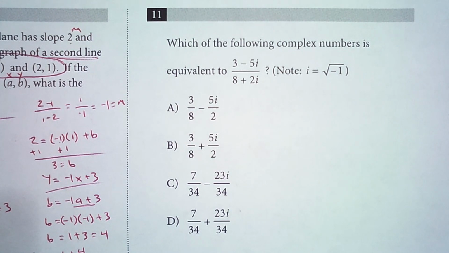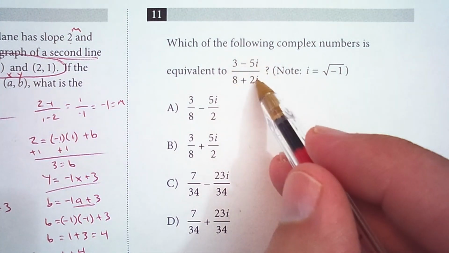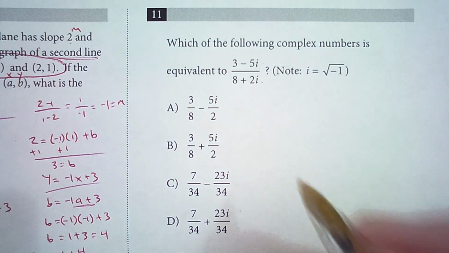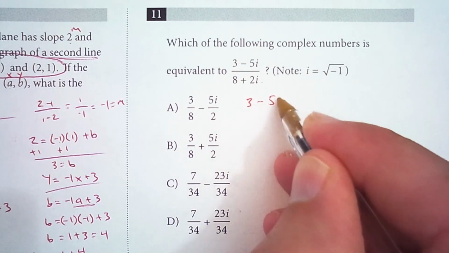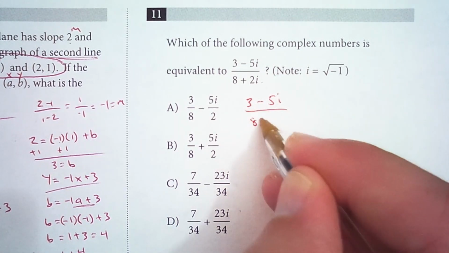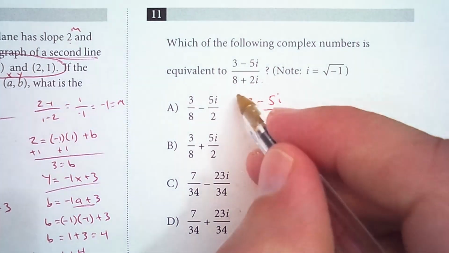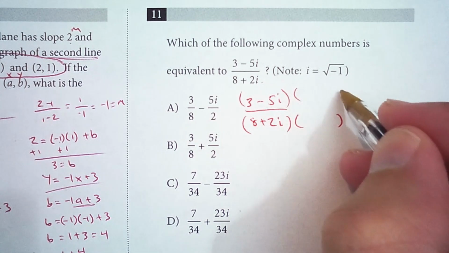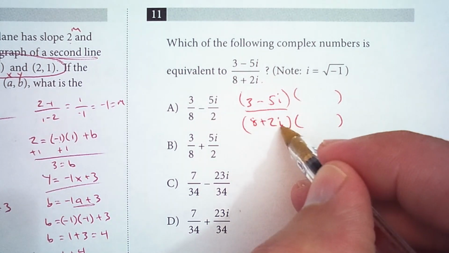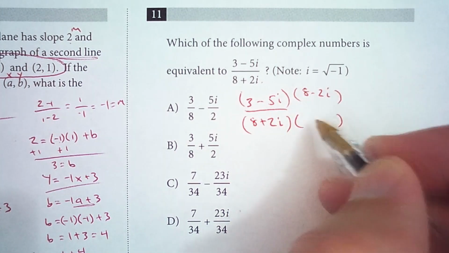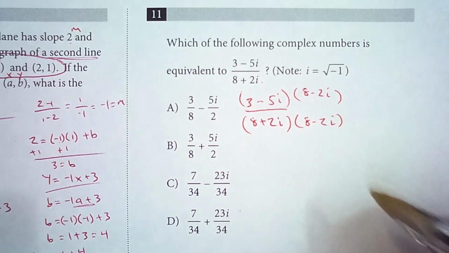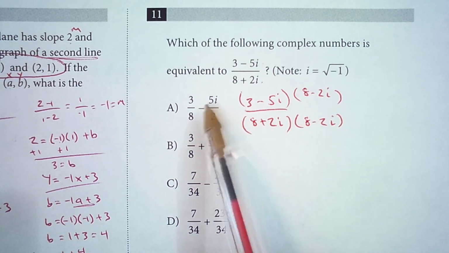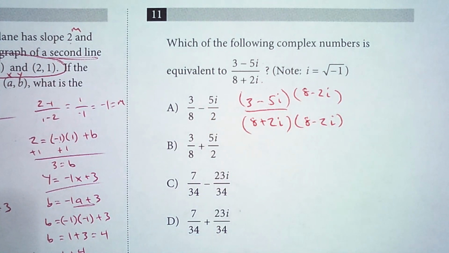The way that we can actually simplify this is to multiply the numerator and denominator by the conjugate of the denominator. So we have (3 minus 5i) over (8 plus 2i), and we're going to multiply the numerator and the denominator by the conjugate of the denominator. The conjugate of this denominator is 8 minus 2i. So we're going to multiply and see if it simplifies to match one of these, and it should.